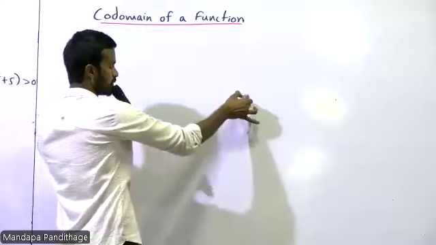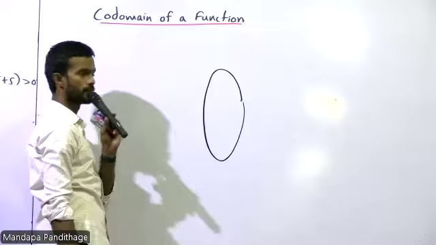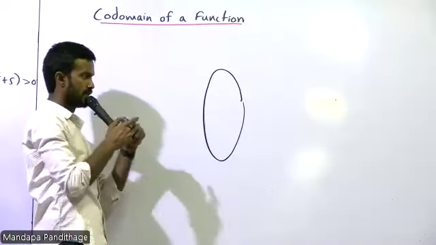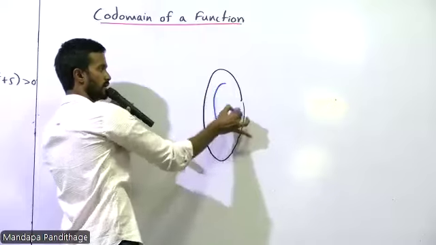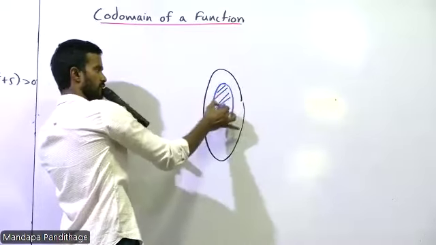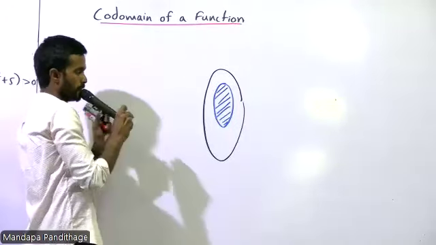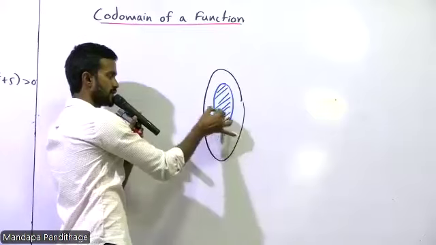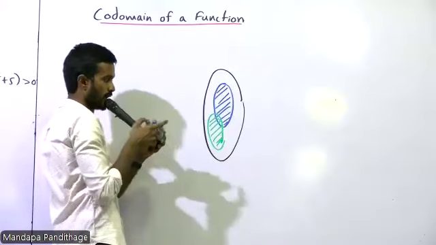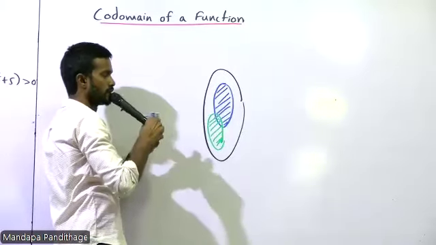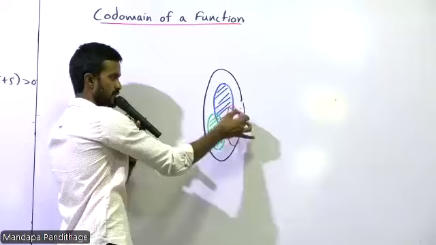Now let's say we are having this codomain. I told you that the range is a subset of the codomain. So now let's say this is one range, the range of a function. And then we are having another function, and this is the range of that function. And then we have a separate function, and the range of that function is this.